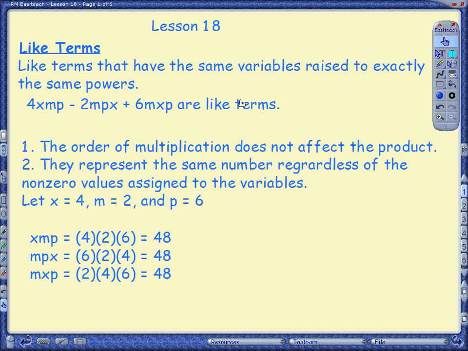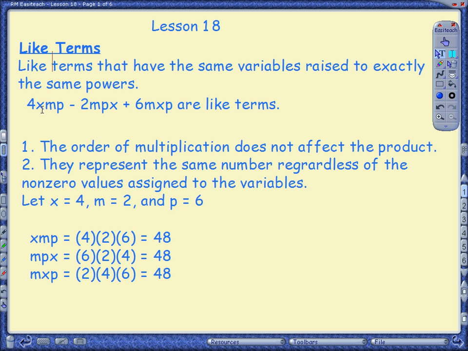Lesson 18 is about like terms. Like terms have variables that are exactly the same and they're raised to exactly the same powers. Therefore, these terms, 4xmp, 2mpx, 6mxp, are like terms.